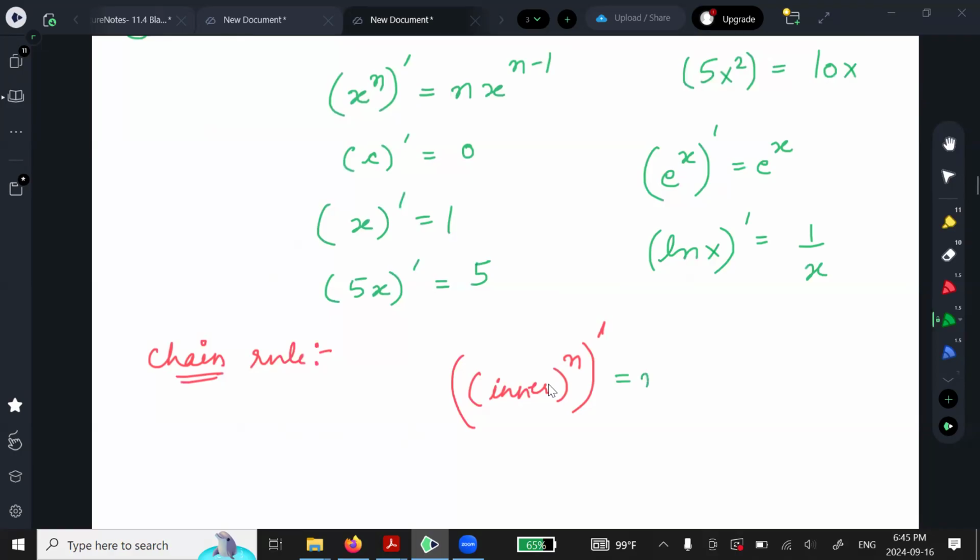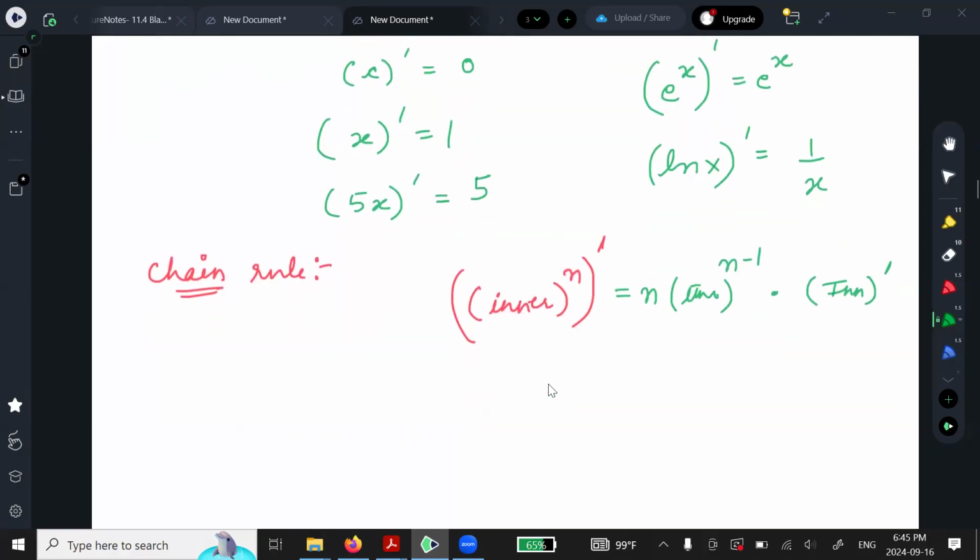I will take out the power. I will copy the inner function. I will subtract the power by 1, then multiply by inner function derivative, right? This was the power rule for chain rule. Okay. What about I have e to the power something, not x? Now this you will see in exam, okay? Make sure you can solve this. E to the power something, not x.